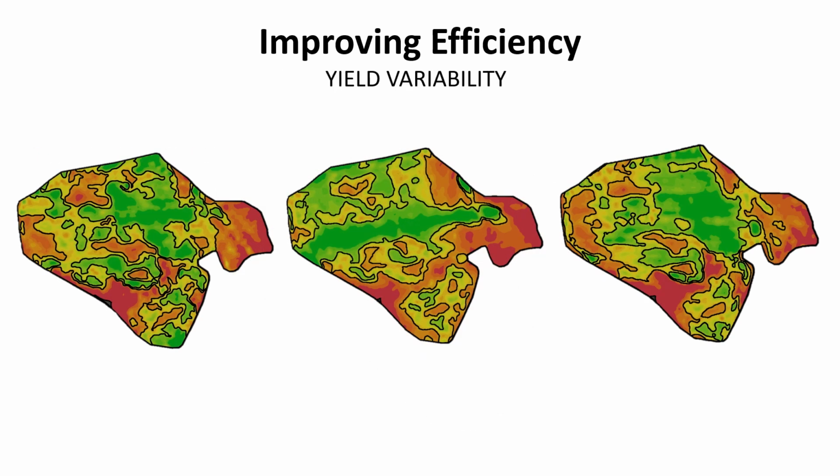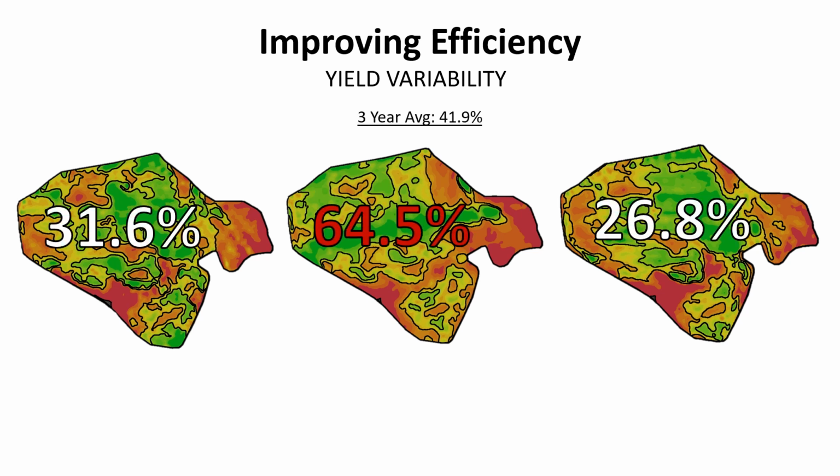So let's take a closer look at yield variability. The year that we've been looking at was near 65% variability, but then we look at 2 other years of this same field and we're looking at 32% and a 27%, and a 3-year average of about 42% variability, which is still pretty high.